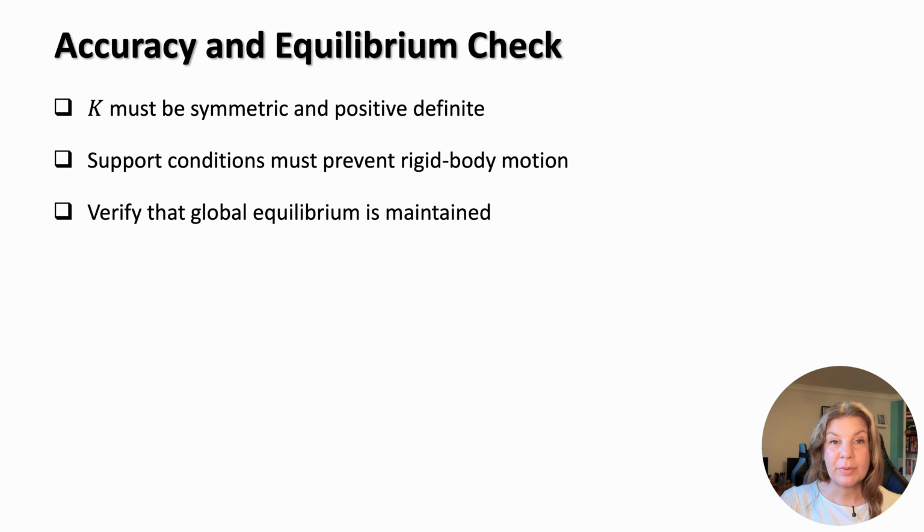Once we obtain displacements, it is essential to check that the model is both stable and consistent. The stiffness matrix should be symmetric and positive definite, and the supports must eliminate any rigid body motion. Checking equilibrium means that the applied loads are balanced by the structural reactions, and it confirms that the numerical solution represents a physically realistic system.